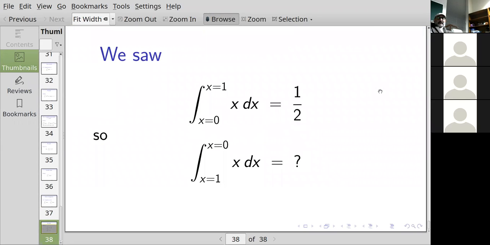So we had the integral from x equals 0 to x equals 1 of x dx. We already found that was equal to 1/2. That was the area of the triangle. Okay. So what if I asked you that I want the integral from x equals 1 to x equals 0? I change the order of the integration. Minus half. It will become minus 1/2.